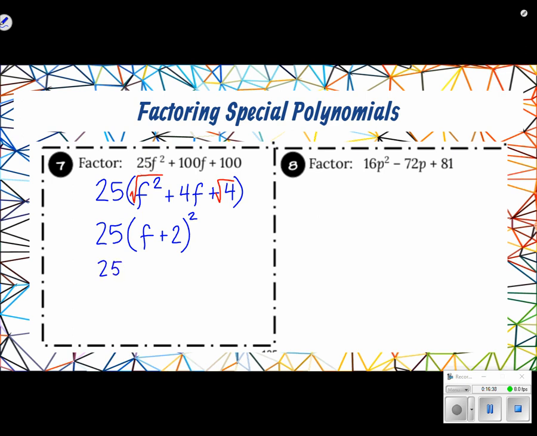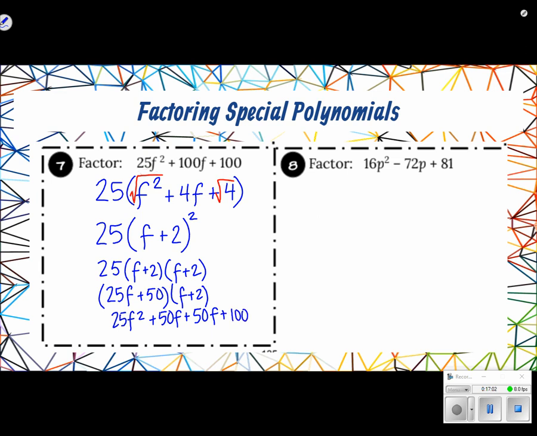Let's check it and make sure that we are happy with our answer. I'm going to distribute that 25. 25f plus 50, and then f plus 2. And so we've got 25f squared, that's looking good, plus 50f, plus another 50f, plus 100: 25f squared, plus 100f, plus 100.